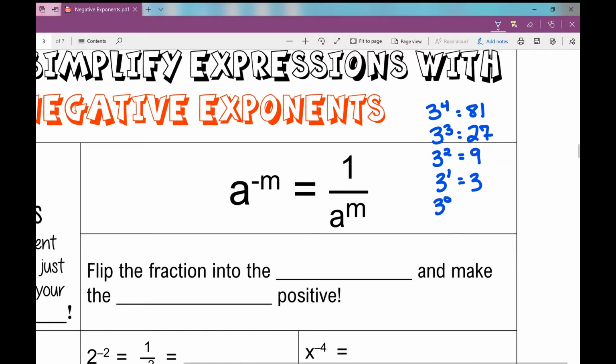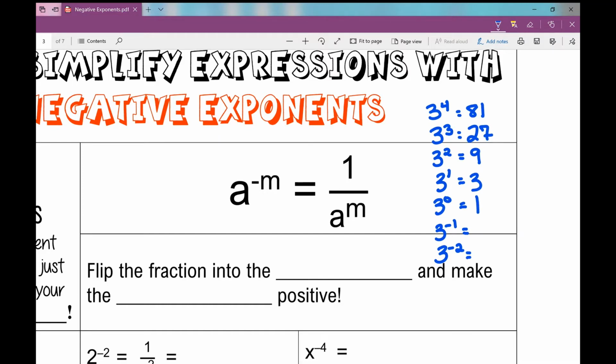3 to the power of 0. What's smaller than 0? Negative numbers. 3 to the power of -1. 3 to the power of -2. If this pattern stays the same, what should happen with these numbers or the values over here? They should get smaller. Well, we know, or you should know by now, that anything raised to the power of 0 is 1.